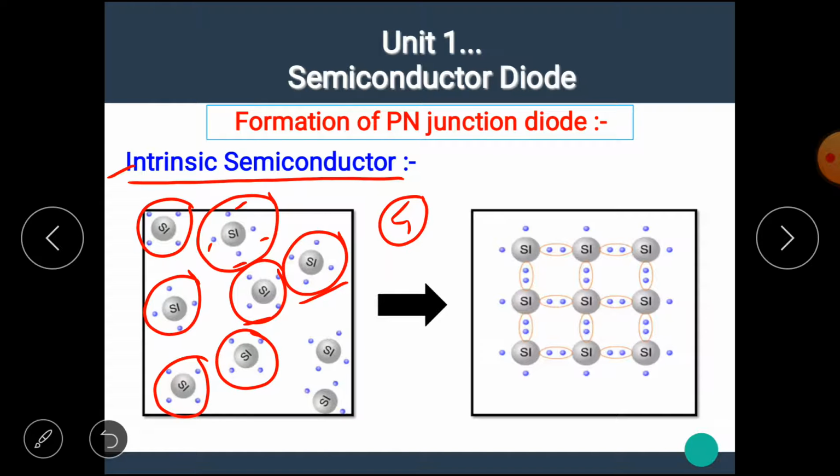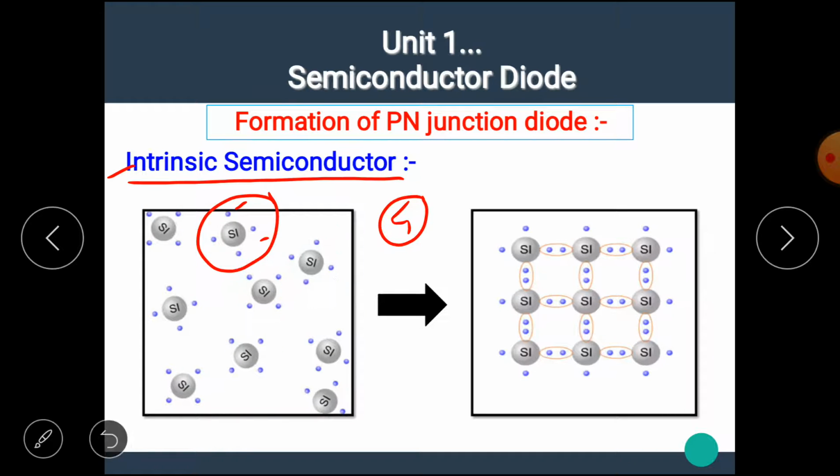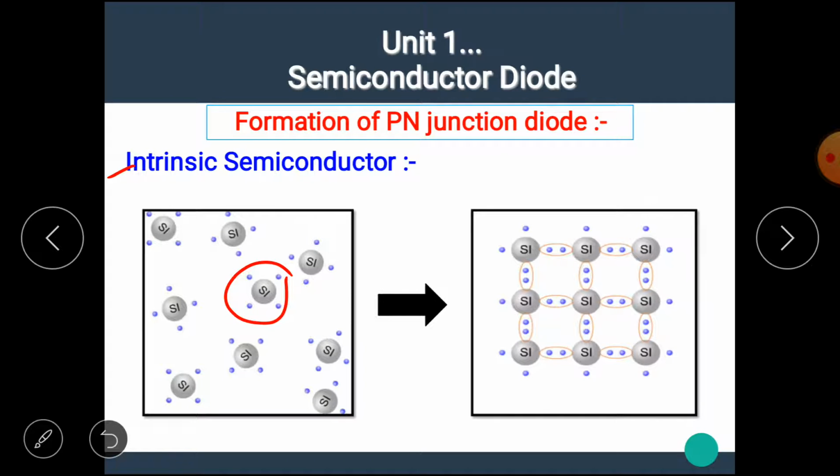Now what happens here? In the crystal structure of the intrinsic semiconductor, this silicon atom makes a covalent bond with the neighboring 4 silicon atoms to complete its octet in this way. The simplified diagram of the crystal structure is shown here. Here the silicon atom completes its octet by sharing an electron with the neighboring 4 silicon atoms.